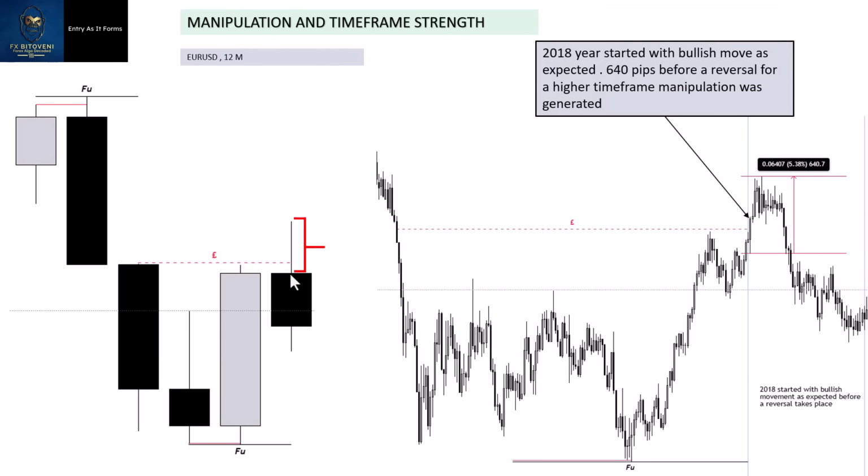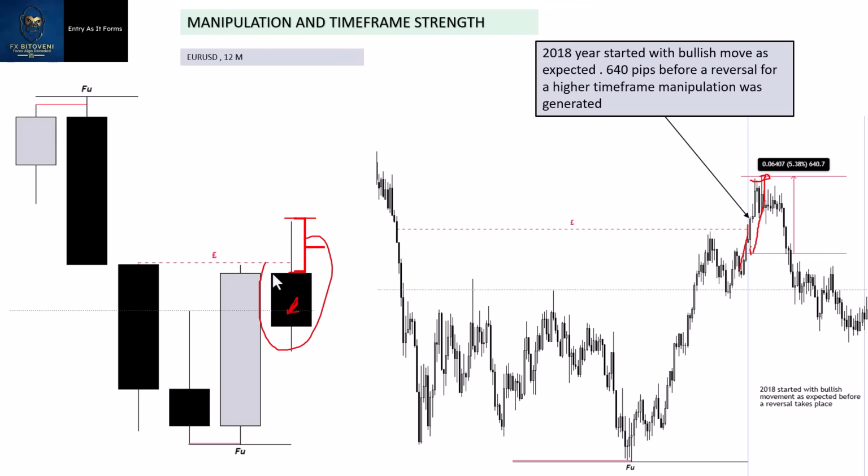How many pips do you have here? From here all the way here. This is a strong move, right? I'm trying to show you this candle on weekly. This is the open of this candle. This candle open is here. Look at this move. Around 640 pips before a reversal formed for higher time frame manipulation was generated, right? It traveled over 600 pips before it makes the reversal.